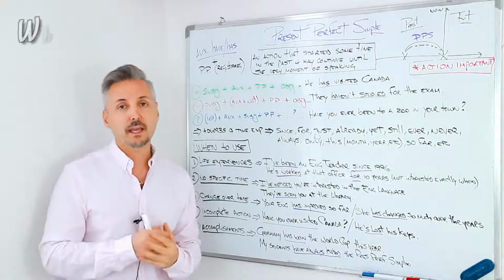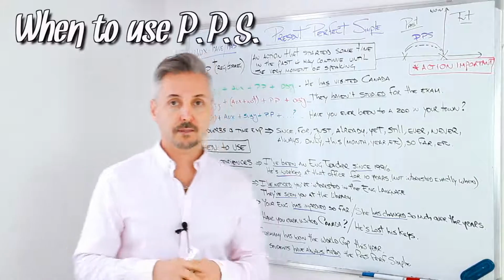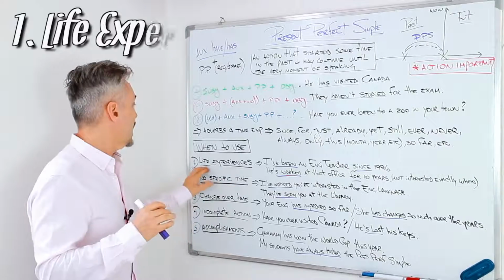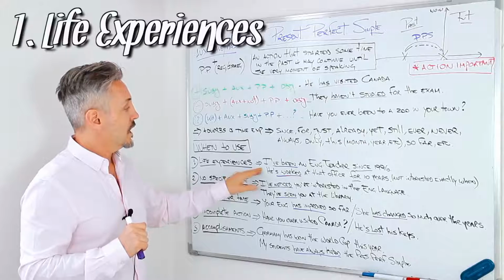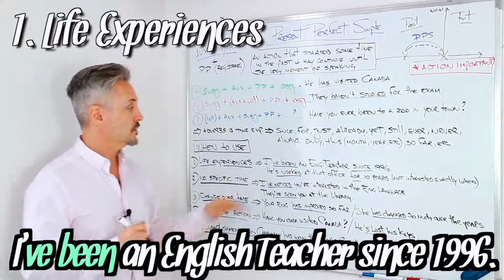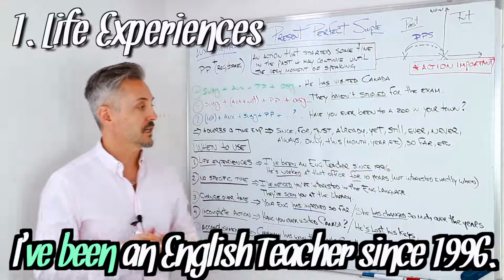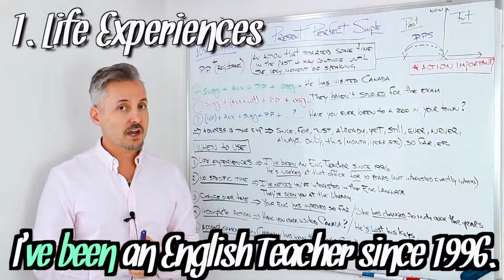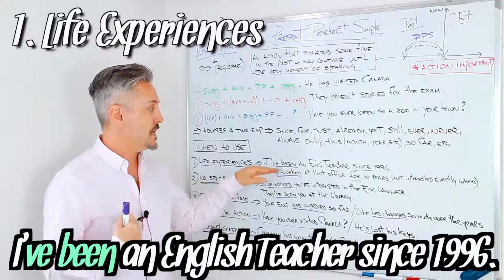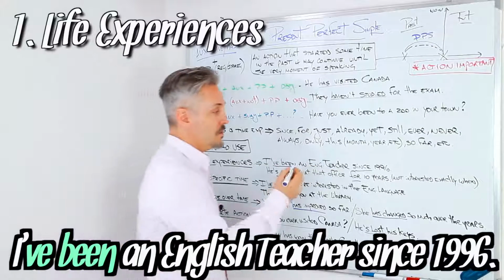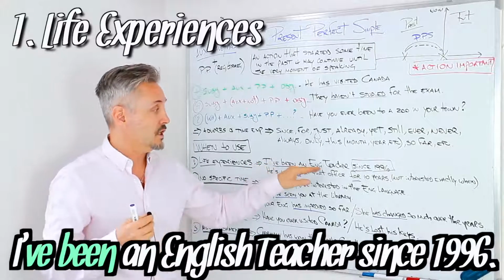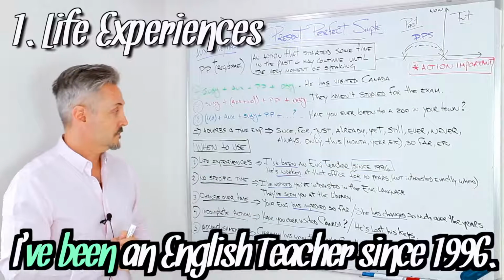Now, the most important thing, when to use this tense? Well, the first and the most important is to describe life experiences. I've been an English teacher since 1996. Am I an English teacher now? Yes, I am. So this is something that belongs to my life. I've been an English teacher, and here I gave you an indication of a time. I'm telling you that I'm an English teacher. I've been an English teacher since 1996.